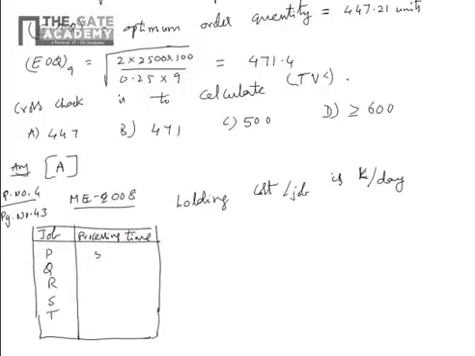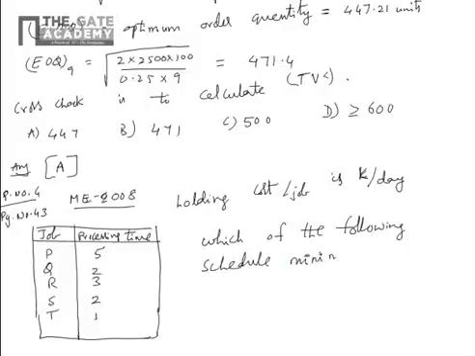Processing time is P 5 days, Q 2, R 3, S 2, T 1. So a schedule that minimizes the total inventory cost. Which of the following schedule minimizes total inventory cost?